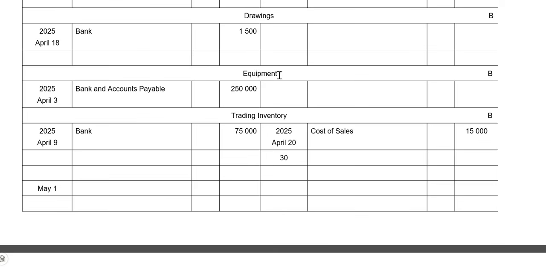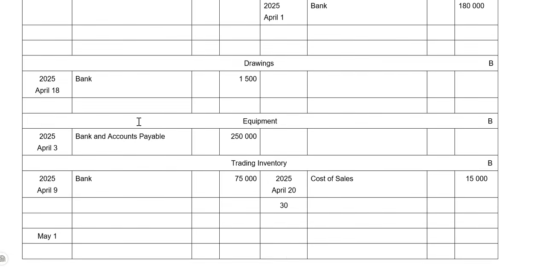Then equipment, one entry. No need to balance. Now trading inventory, we need to balance. I think I'll do trading inventory and bank. So what we got here, trading inventory on the debit side, 75,000. On the credit side, 15,000.